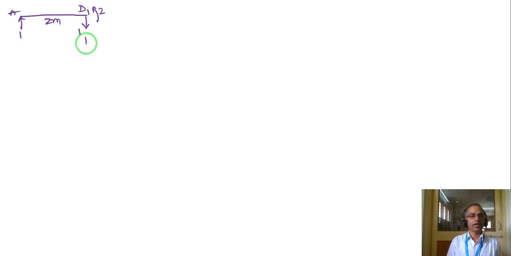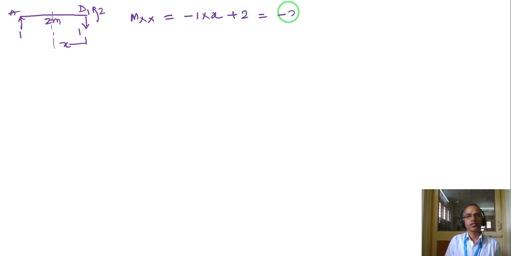Now I will take a section x at distance x from D1. So what is the Mxx? Now I am going to the LHS. Clockwise is negative, so this produces clockwise, so minus 1 into x. The 2 is anti-clockwise, plus 2. So this is nothing but my minus x plus 2.